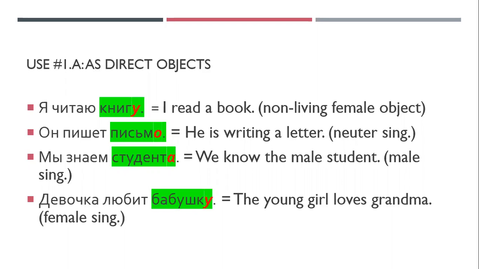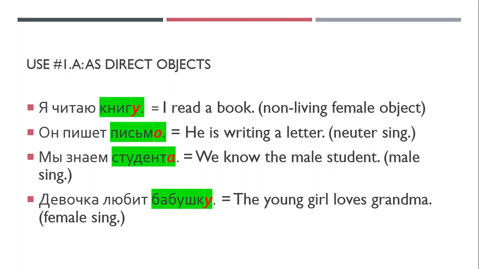Я читаю книгу. I read a book. Книгу ends in u, and so it's the object of the reading. What am I reading? A book. Он пишет письмо. What is he writing? He's writing a letter. So again, it's the direct object of the writing. And it's a neuter noun, and that's why it ends in o.